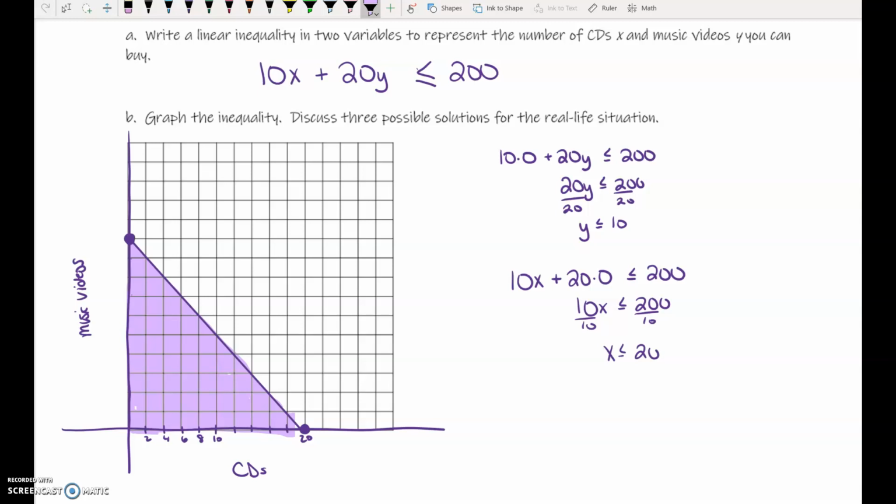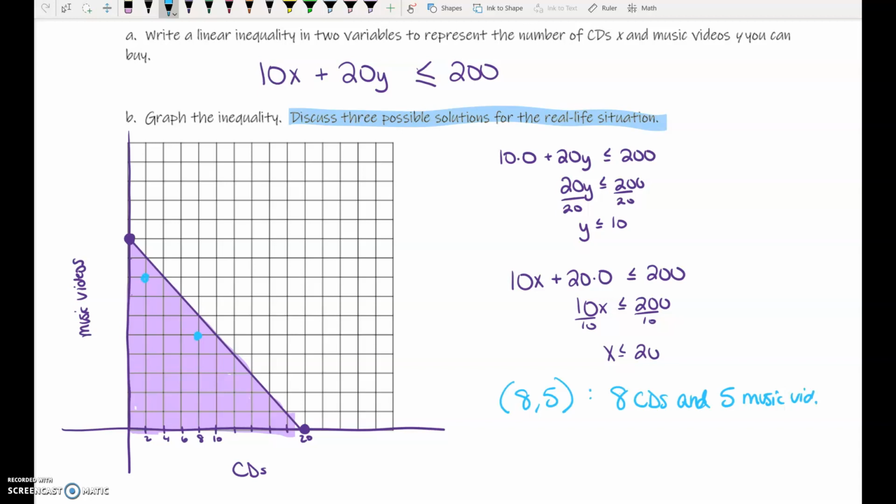All right. It says also to discuss 3 possible solutions for this real life situation. Basically, what are 3 possible combinations that you could buy? Like, here's a point right here. This point is 8, 5. This means we can buy 8 CDs and 5 music videos and still be within our $200.